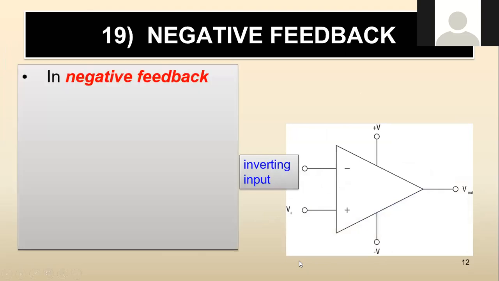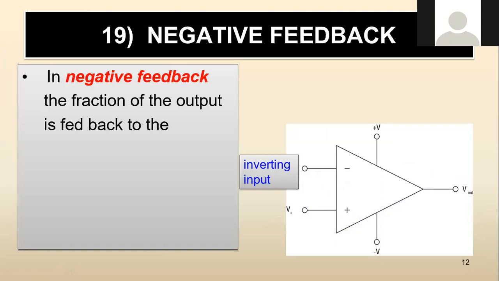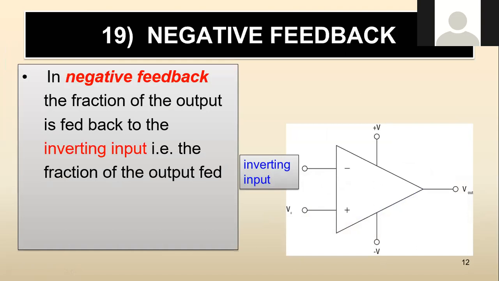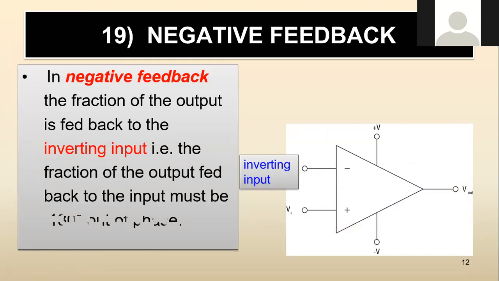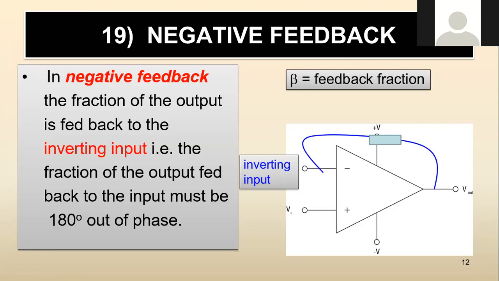Right? Negative feedback, on the other hand, we take a fraction, a part of the output, and feed it back to the inverting input. Usually we use a resistor to do that. Right? Remember, whatever we put in the inverting input comes out inverted, amplified and inverted. Right? And we call beta the feedback fraction, the amount that we feed back to the inverting input.